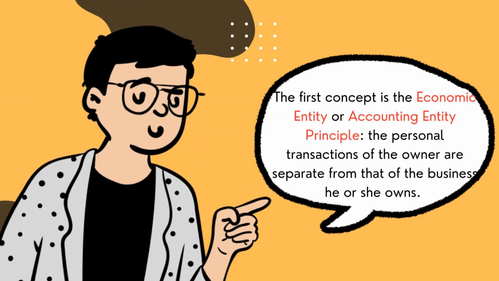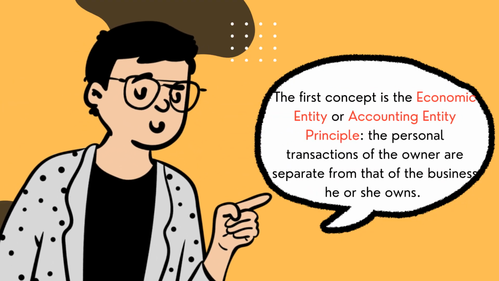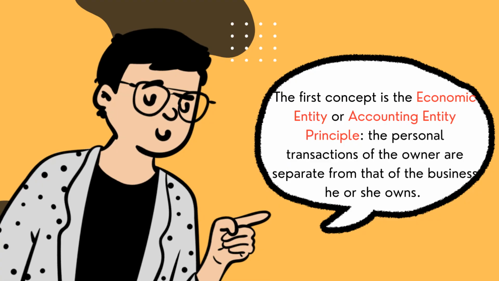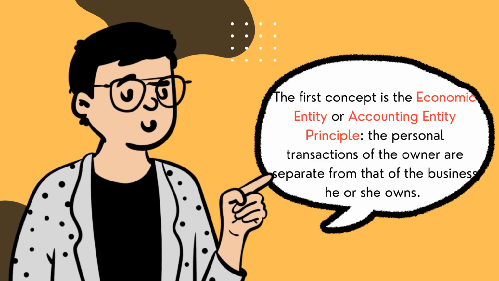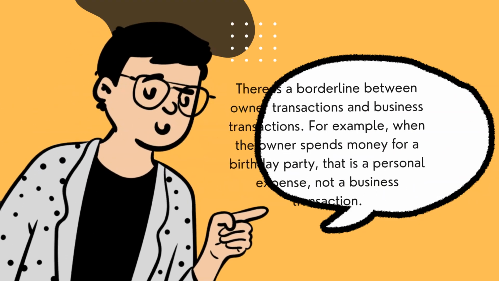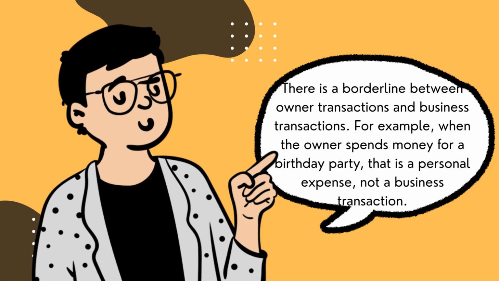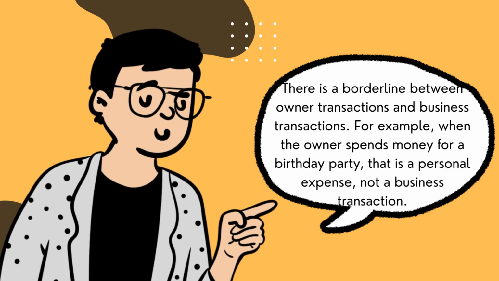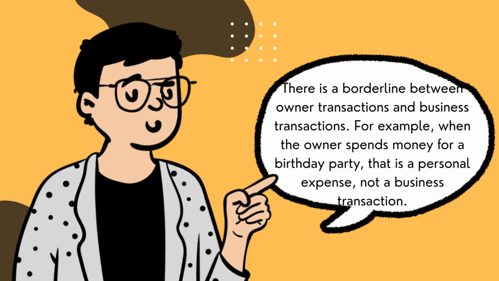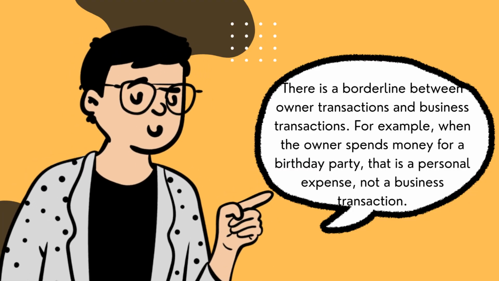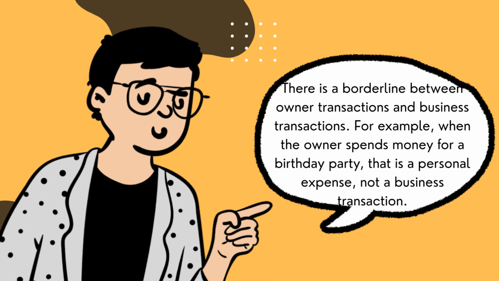The first concept is the economic entity or accounting entity principle. The personal transactions of the owner are separate from that of the business he or she owns. There is a borderline between owner transactions and business transactions. For example, when the owner spends money for a birthday party, that is a personal expense, not a business transaction.